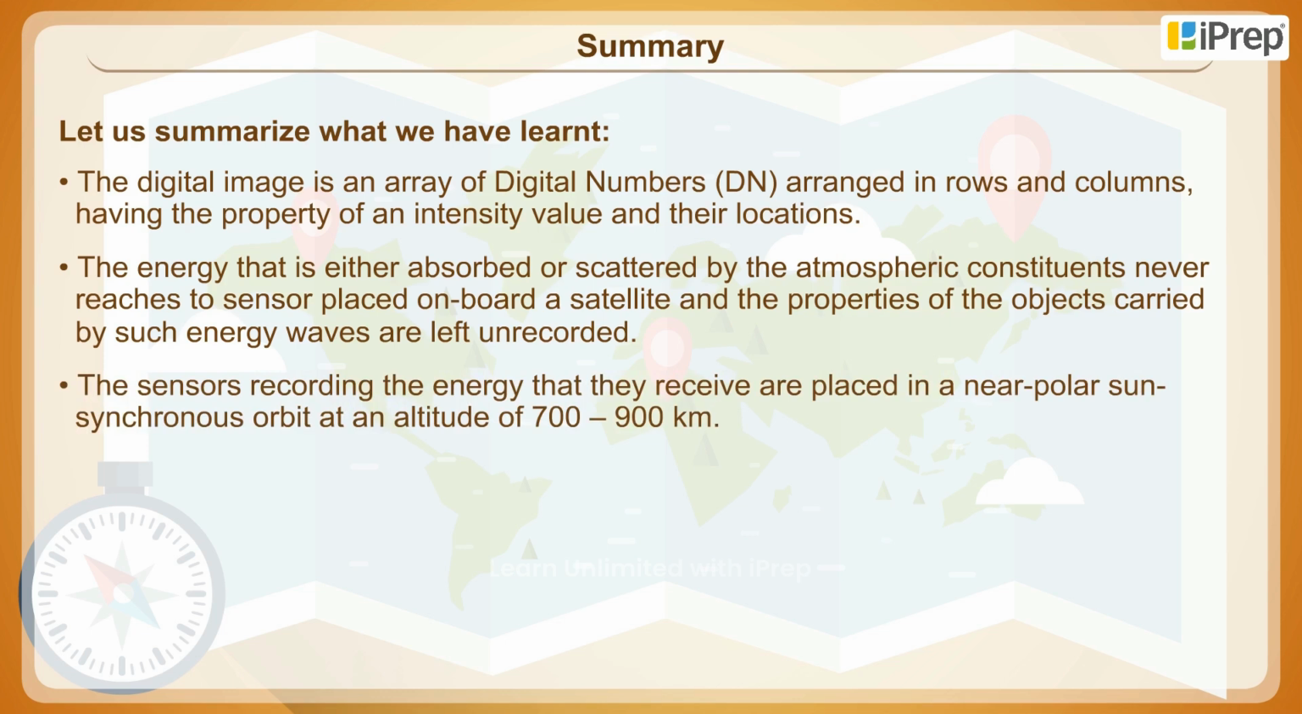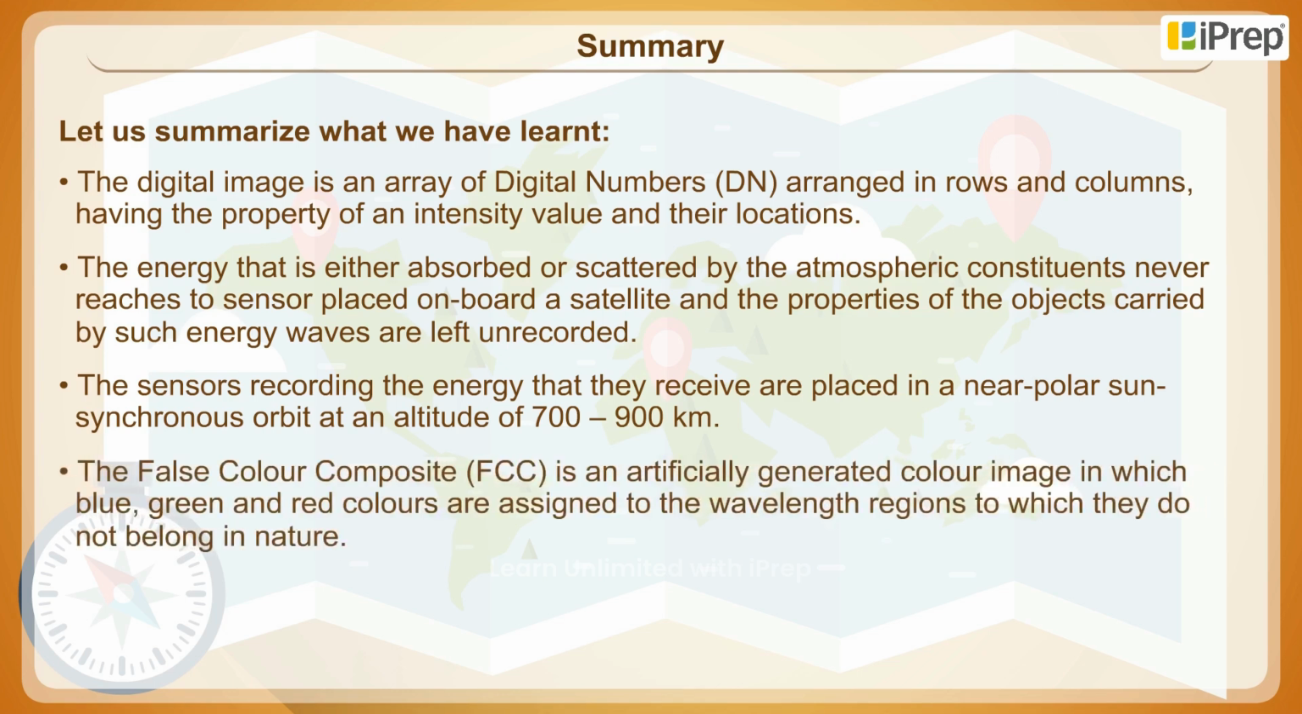The sensors recording the energy that they receive are placed in a near-polar sun-synchronous orbit at an altitude of 700 to 900 kilometers. The false color composite, FCC, is an artificially generated color image in which blue, green, and red colors are assigned to the wavelength regions to which they do not belong in nature.